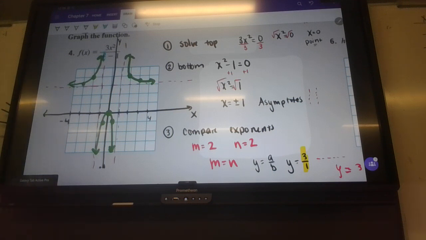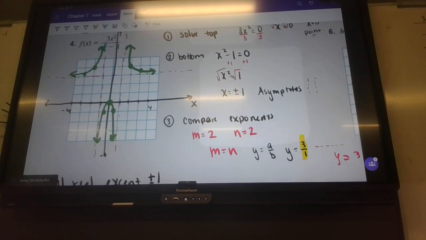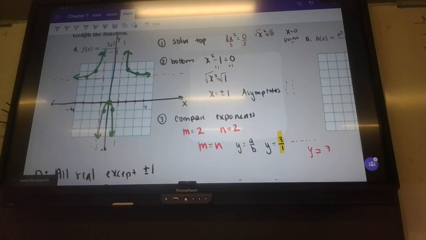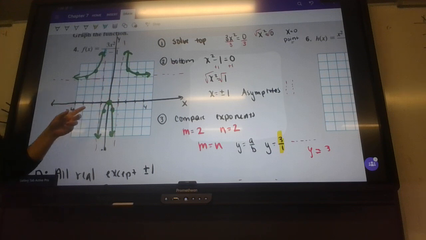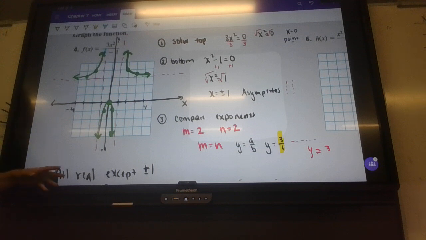You will be asked about domain and range today in your assignment. Not for all of them, but 2 of them, I think. So the domain is all numbers except plus and minus 1, because those are excluded. And the range is probably the most complicated range we've seen all year. So when I look at y's, it starts at 3 and it goes up. So it goes 3 to infinity, not including 3.